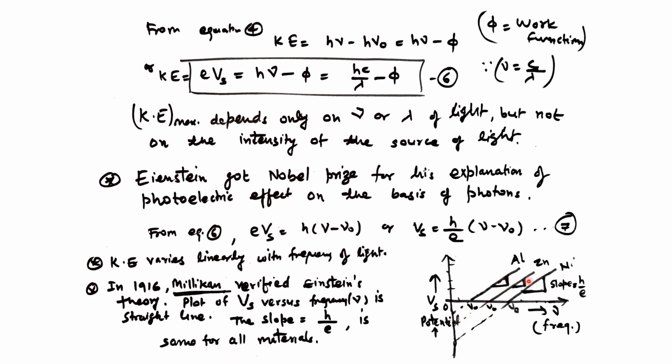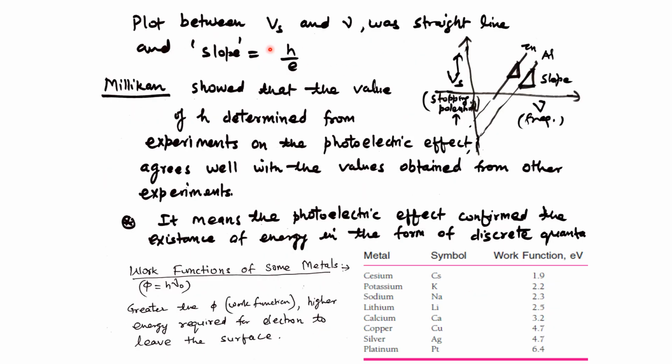And if we take the slope of these straight lines, it is h/e, so it is the same for all materials. So from the plots of V_s versus ν, the slope was h/e, and Millikan found that the value of h determined from these experiments matches well with the values obtained from other experiments. So it verified Einstein's photoelectric equation also, and it means that the photoelectric effect confirms energy in the form of discrete quanta for the photons, or the particle nature of photon.